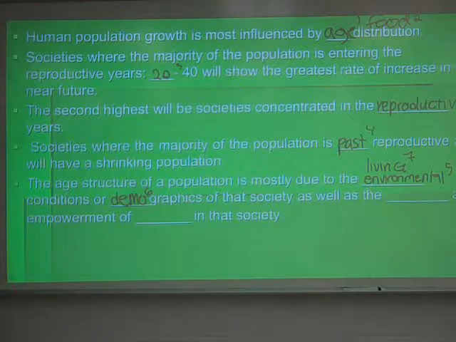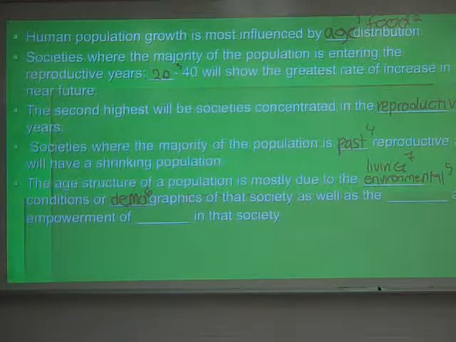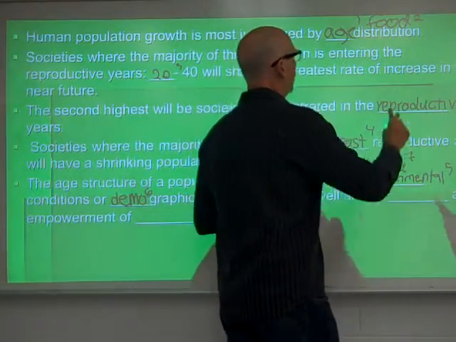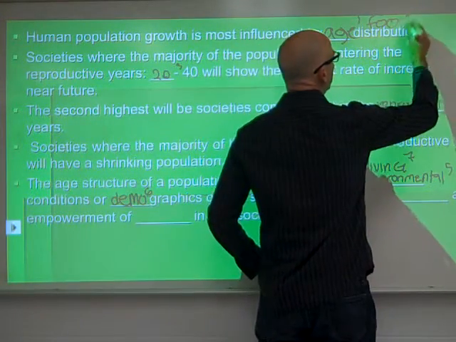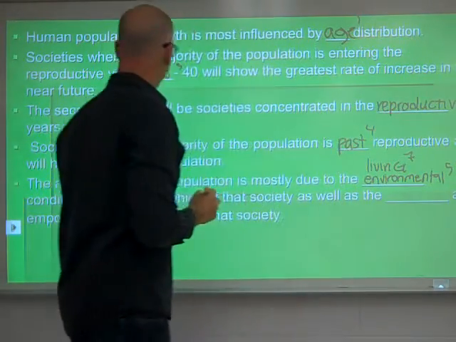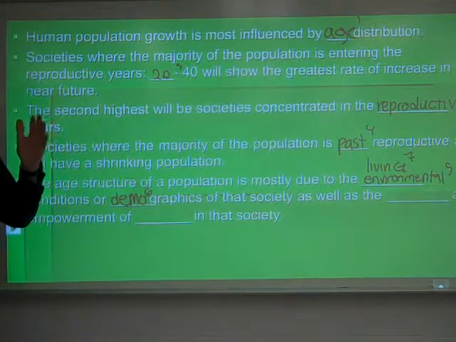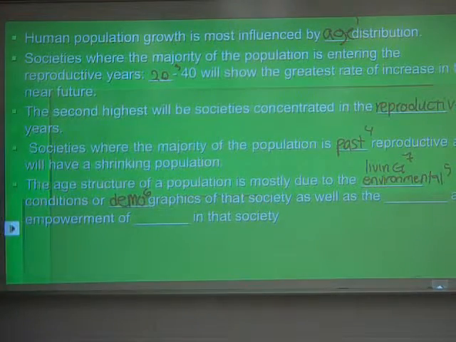All right, so what determines how quickly a population will grow? The main thing that sociologists and demographers and people who study these things look at is a set of variables called age distribution. Okay? Age distribution. And that's simply how many individuals are in certain age ranges within that particular society.